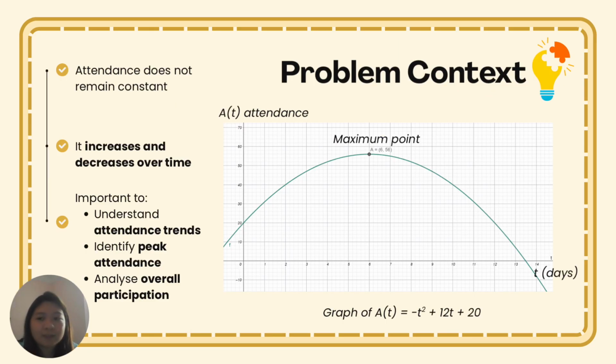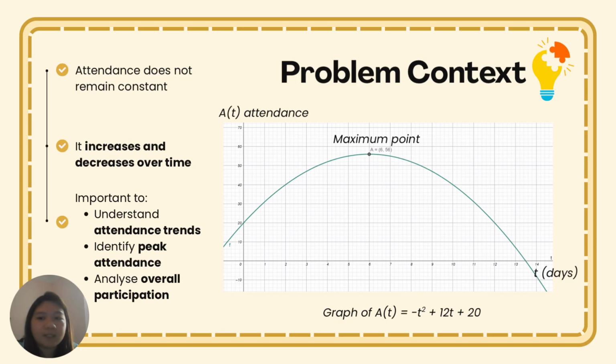Next, I will explain the problem context of our study. Student attendance does not remain constant and it changes over time. It typically increases at the beginning and reach a peak and then decrease afterwards. As shown in the graph, the attendance follows a downward opening curve. The highest point, which is the maximum point, occurs at day 6 with an attendance of 56 students.